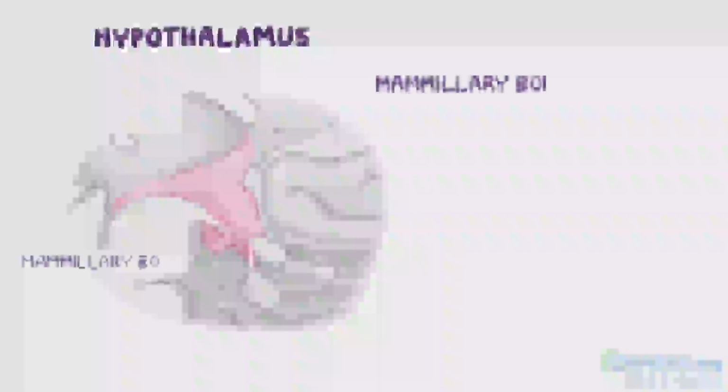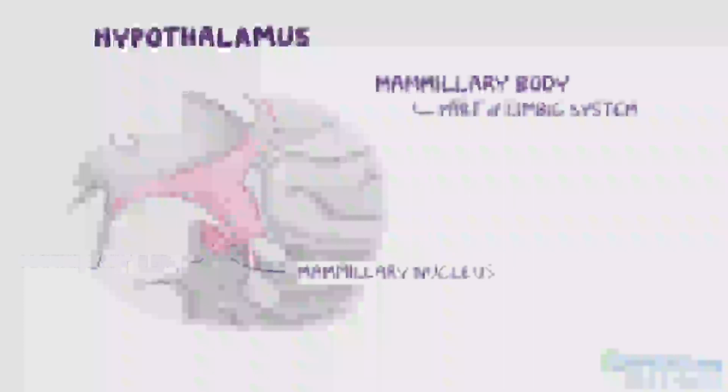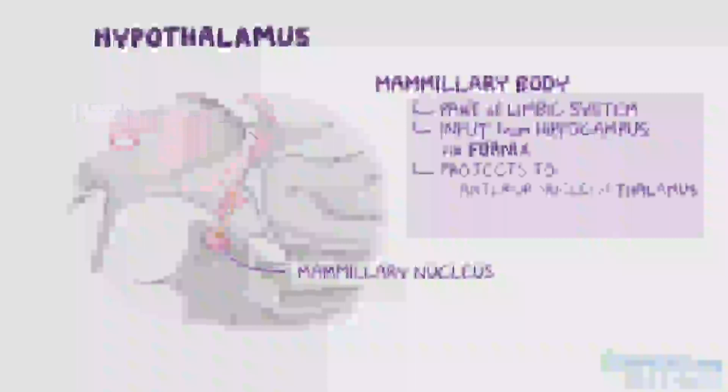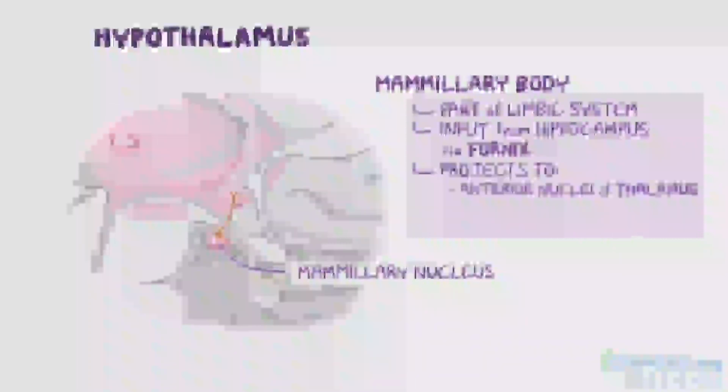The mammillary bodies are two rounded structures that are a part of the limbic system. They contain mammillary nuclei that receive input from the hippocampus via the fornix. The mammillary nuclei then project to the anterior nuclei of the thalamus via the mammillothalamic tracts. There is also a connection between the mammillary bodies and the midbrain tegmentum via the mammillary peduncles.